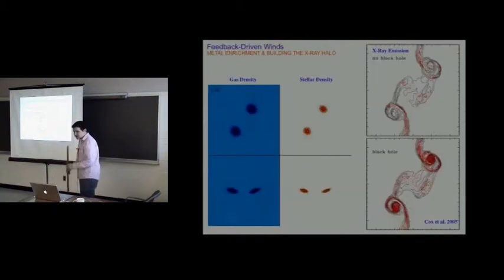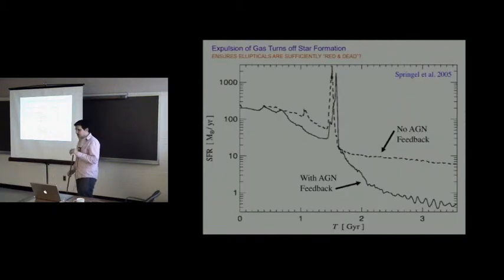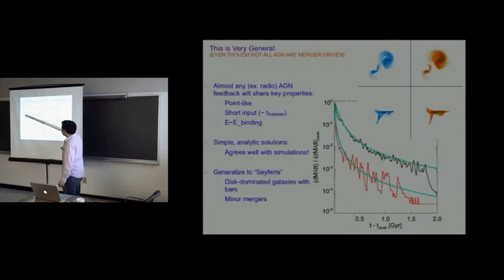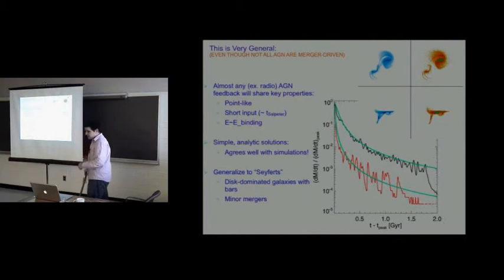I'll just briefly mention that this also has a lot of interesting consequences for quasar light curves and lifetimes, in that the AGN itself shuts down in something like a power law fashion with feedback included, and wouldn't without any feedback included. You can actually derive a very simple expectation for why that happens, just making some general assumptions. The AGN feedback happens on a small spatial scale relative to the galaxy, on a small time scale, and injects something like the binding energy.